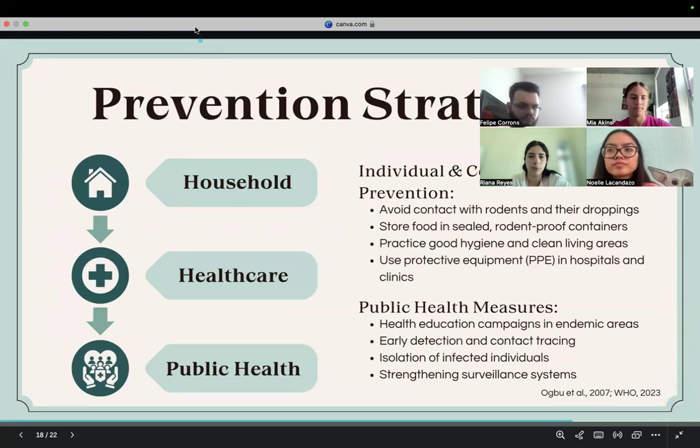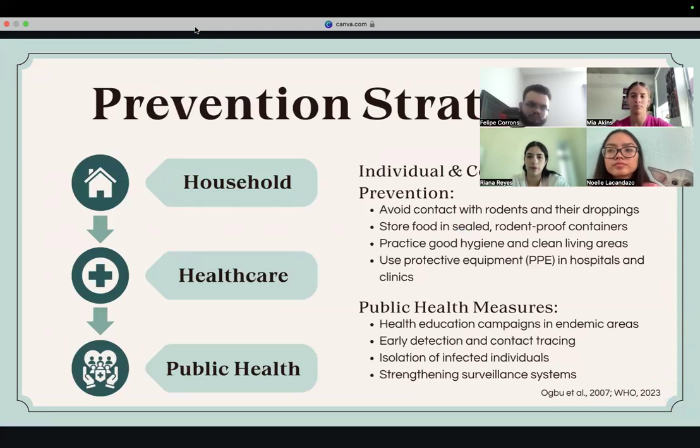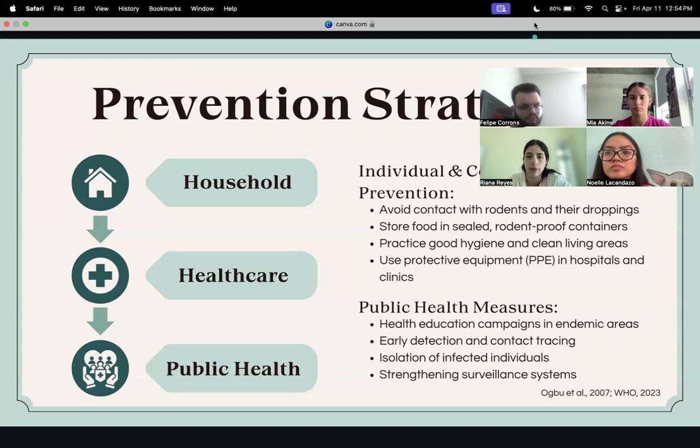Okay, so because we don't yet have an approved vaccine, prevention becomes the most effective strategy that we have to fight against Lassa virus until we do get that vaccine. So I've outlined the main prevention strategies as sort of a chain of protection, which works across first household, healthcare, and then public health. So at the household level, prevention starts with limiting exposure to rodents. These are the host of the virus and are commonly found in and around homes, especially in rural areas.